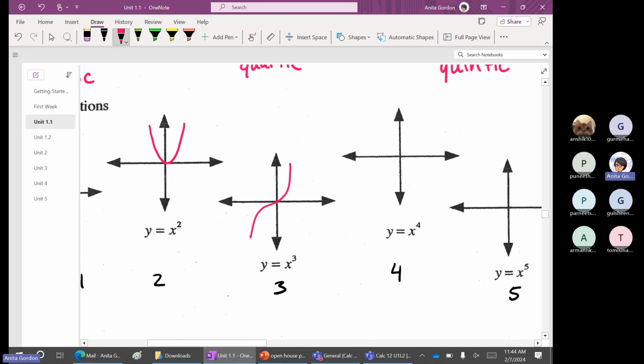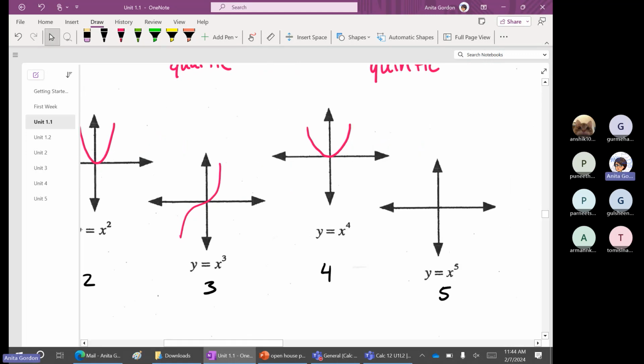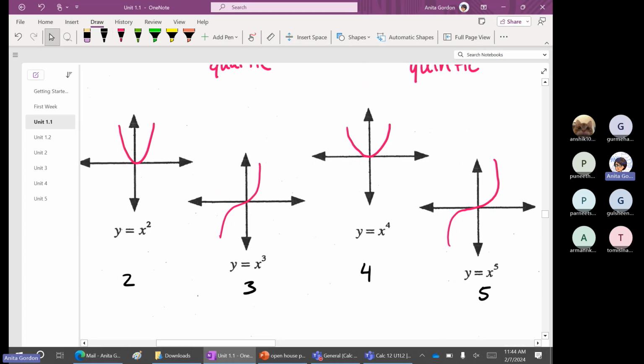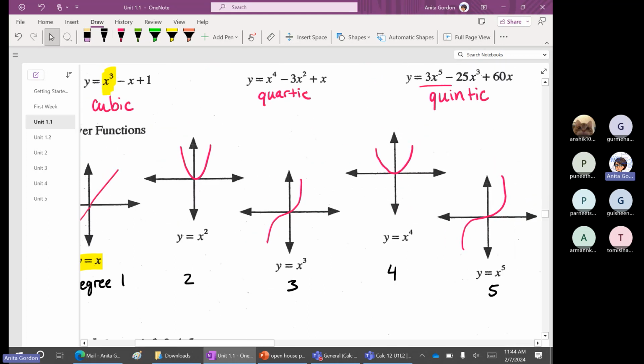A quartic will actually look like a quadratic, just a little bit fatter sometimes. And a quintic will look like a cubic, but a little bit more squished down. This is without having any kinds of coefficients or constants changing the base of the equation.